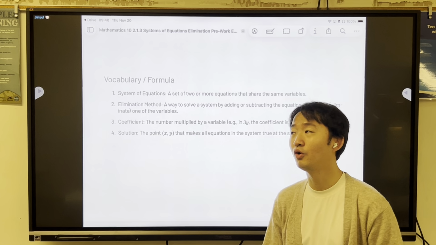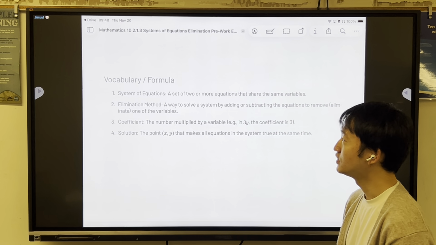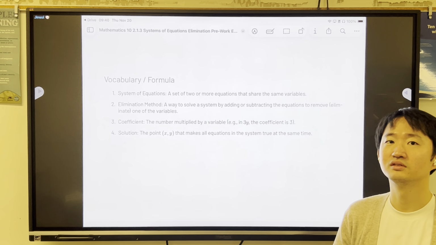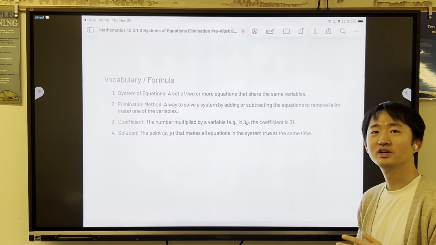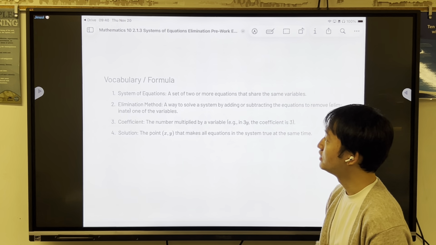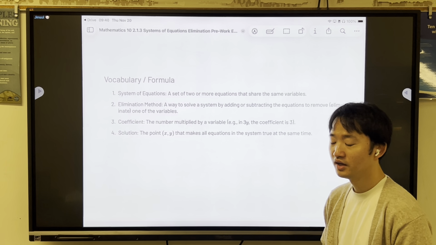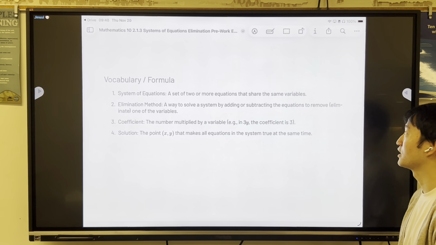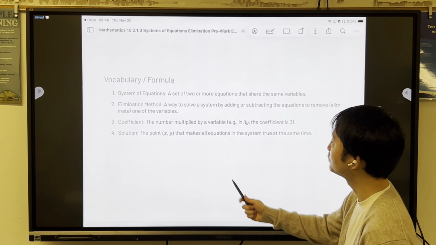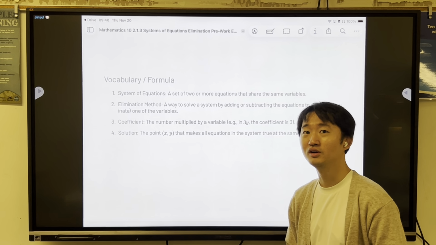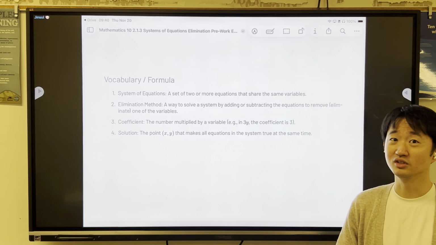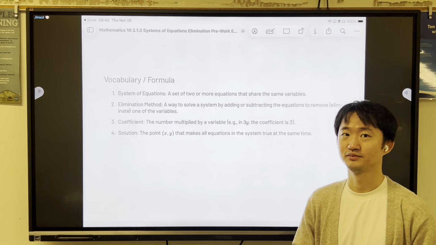So here's some vocabulary and formulas that we need to know about. First, the system of equations, as we said in the last video, means that we have two equations and two variables. And at this level, we're only going to deal with linear equations. The elimination method is, as we discussed in this video, a way to solve a system by adding or subtracting the equations to eliminate one of the variables. The coefficient is a number multiplied to the variable. So if you have 3y, the coefficient is 3. It's important when we do the elimination method that the coefficients are matching.